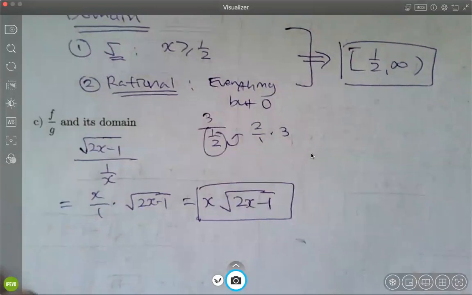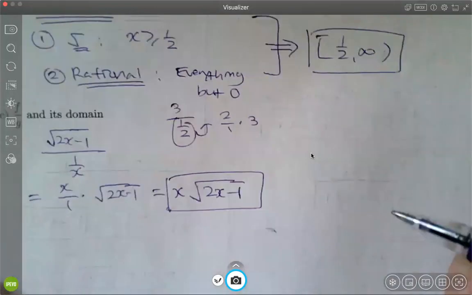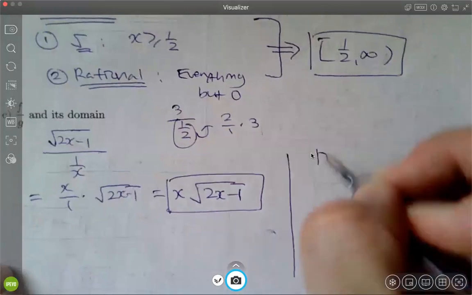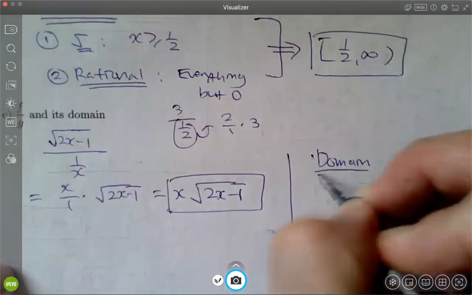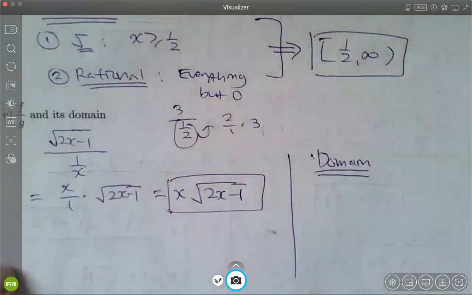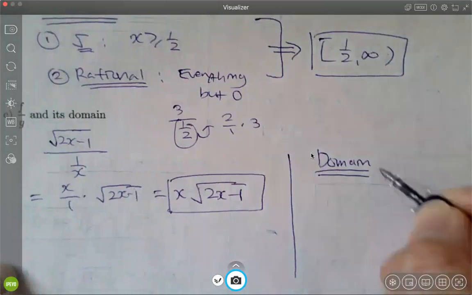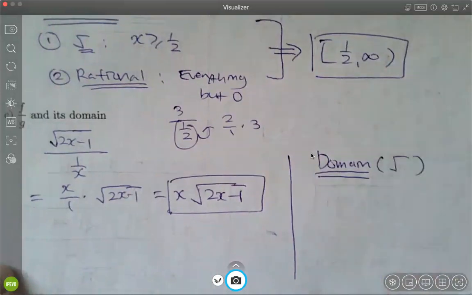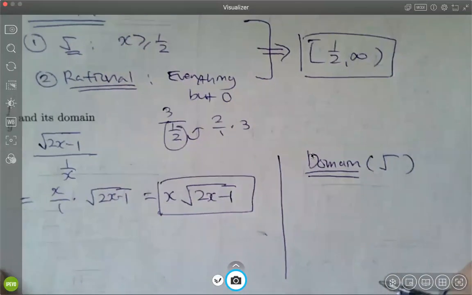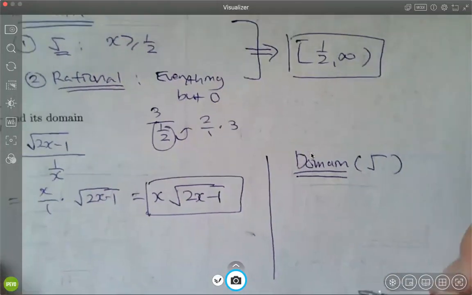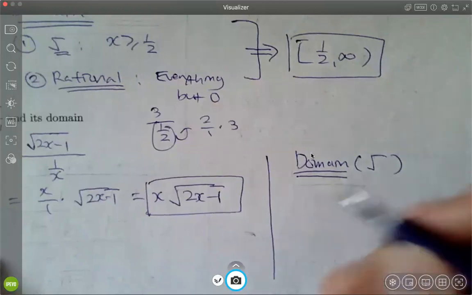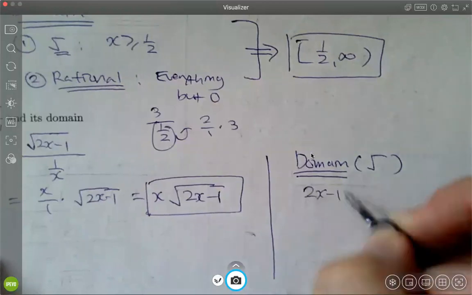Okay, so now, what is the domain of this? So now here, we don't have a rational function, right? But we just have a square root. Okay, so we just have the square root case. But did we already get the domain of the square root part earlier? Yeah, right? Because what do you do? I mean, do the same thing, right? 2x minus 1 is greater than or equal to 0.